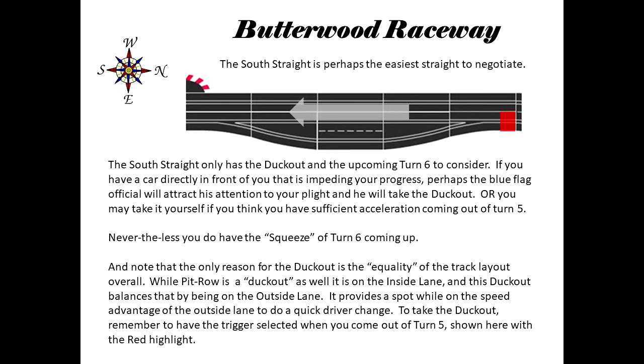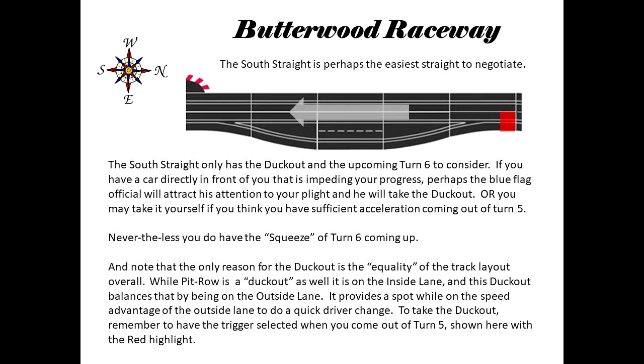Slide 14, South Strait. The South Strait is perhaps the easiest straight to negotiate. The South Strait only has the duckout and the upcoming turn 6 to consider. If you have a car directly in front of you that is impeding your progress, perhaps the blue flag official will attract his attention to your plight and he will take the duckout. Or you may take it yourself if you think you have sufficient acceleration coming out of turn 5. Nevertheless, you do have the squeeze of turn 6 coming up.